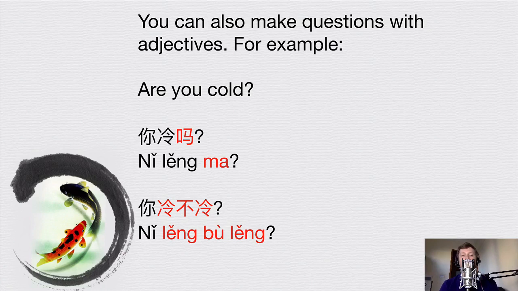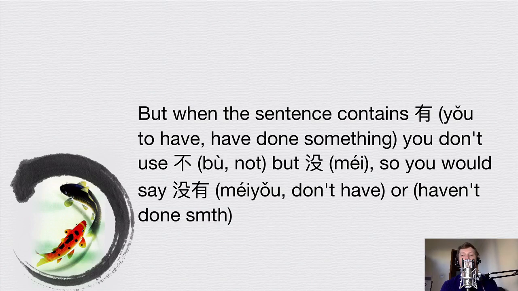你冷不冷? And if you visit China in the winter, you're going to get a lot of people asking you this question in both ways. So you'll probably hear this if you come to China in the winter. Now, we just heard some examples of sentences containing 不, which means no or not. If the sentence contains 有, which means to have or to have done something in the past, then you would not use 不, but you use 没. So you would say 没有, which means literally don't have or haven't done something in the past.